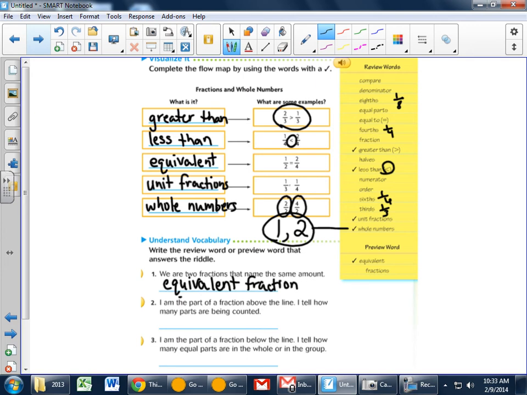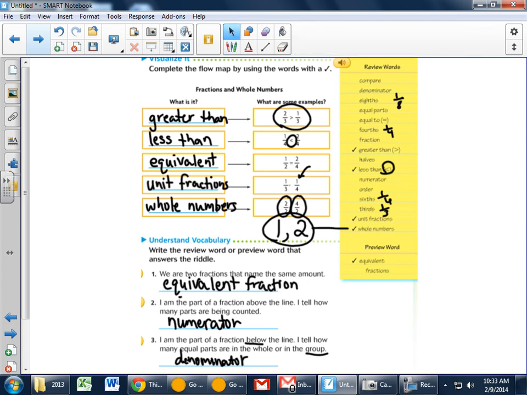I am the part of a fraction above the line. I tell how many parts are being counted. So what is this part of a fraction called? You should already know it as the numerator. That's how many parts are being counted. And the third one, I'm the part of the fraction below the line. I tell how many equal parts in the whole or in the group. So how many total pieces there are, we know that that is called the denominator. That was pretty easy to figure out.